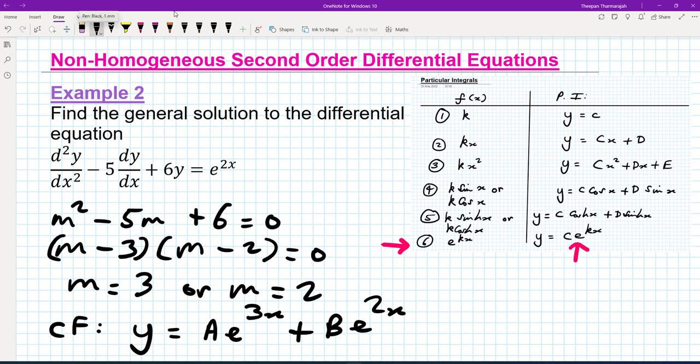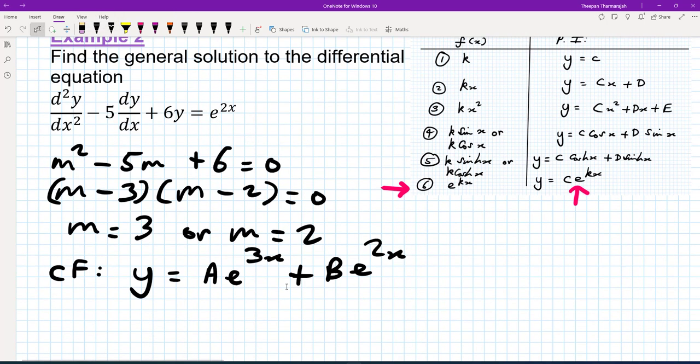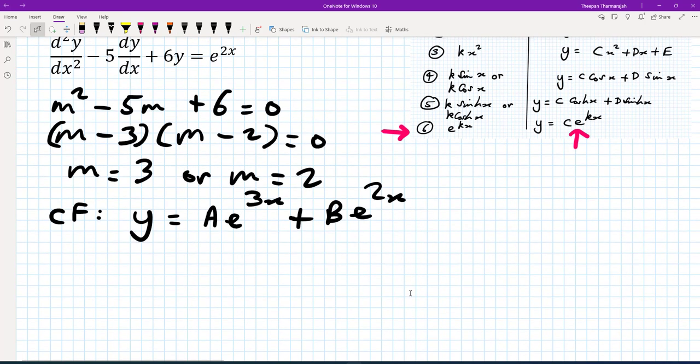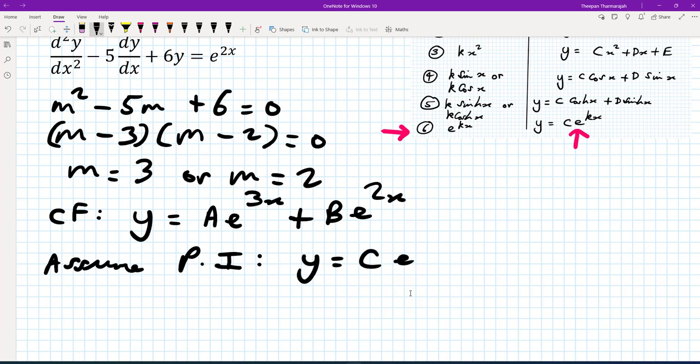Now the issue with this is when we differentiate it, first derivative and second derivative, and substitute it into our equation, we would get 0, and we can't have that. So let me show you how. If we were to assume that the particular integral is going to be y equals c e to the kx, and we differentiate that.